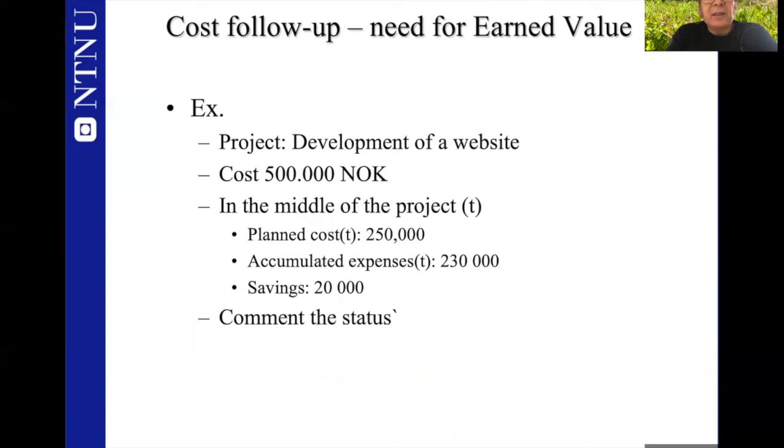And we assume further that in the middle of this project, halfway through, you check the accumulated expenses. You find out that the accumulated expenses, the actual cost, were 230,000. And in your original plan, you were supposed to have used 250,000. You might assume that, well, I saved 20,000 kroner. We are halfway through the project and we have actually saved 20,000 kroner.